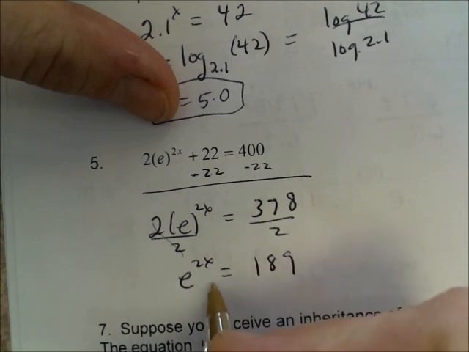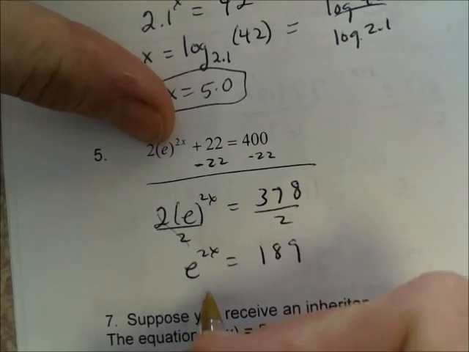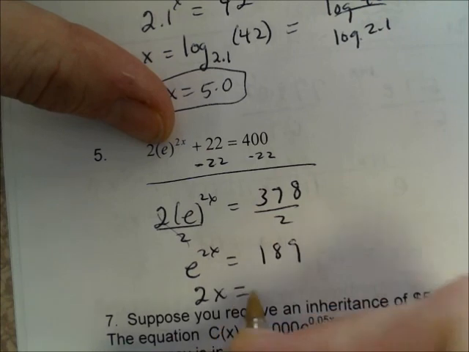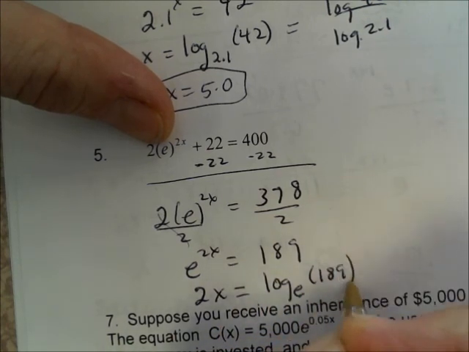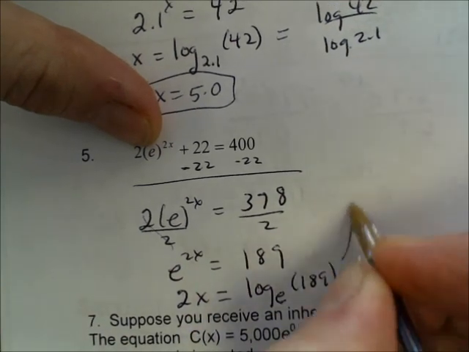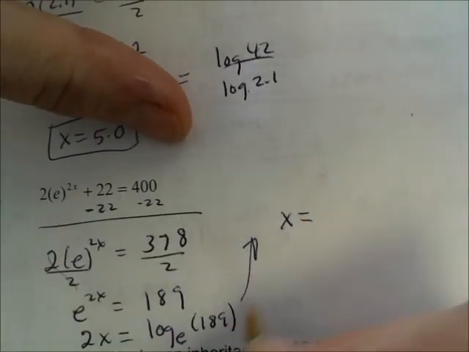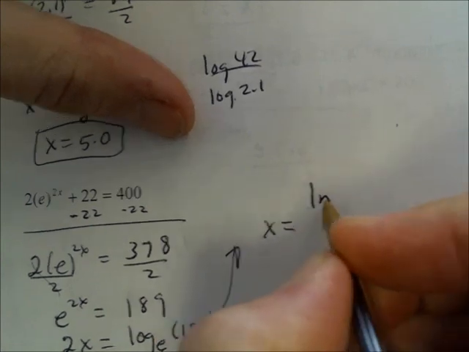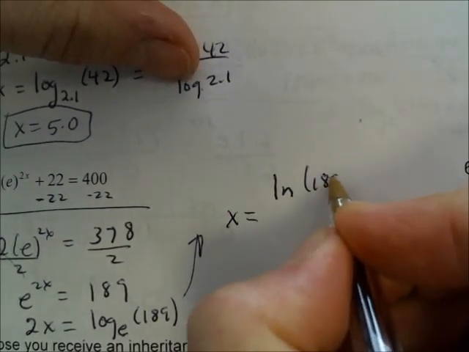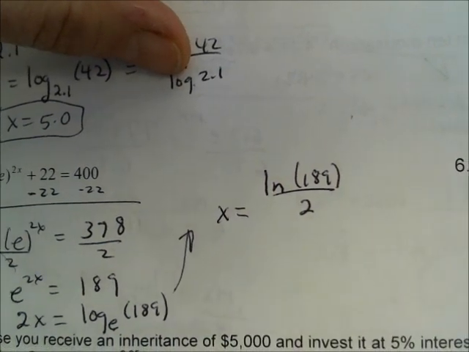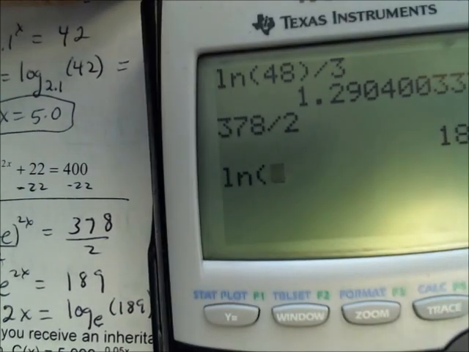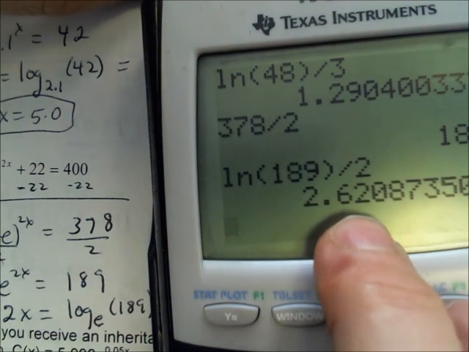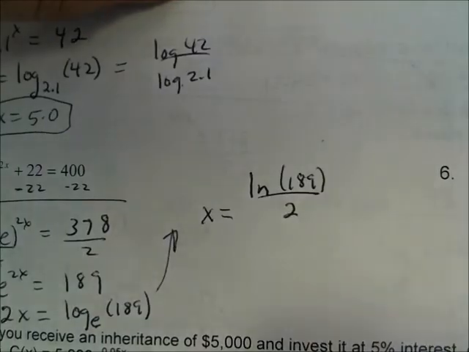So now we're going to use logarithms because the exponent has an x in it. So we have 2x is the exponent on e. It's going to give us 189. Now we have to divide both sides by 2. So x is equal to the log base e, which is ln, of 189 divided by 2. So either calculator will work. Ln of 189 divided by 2. And that looks like it's 2.6 if you round that to the nearest tenth correctly.